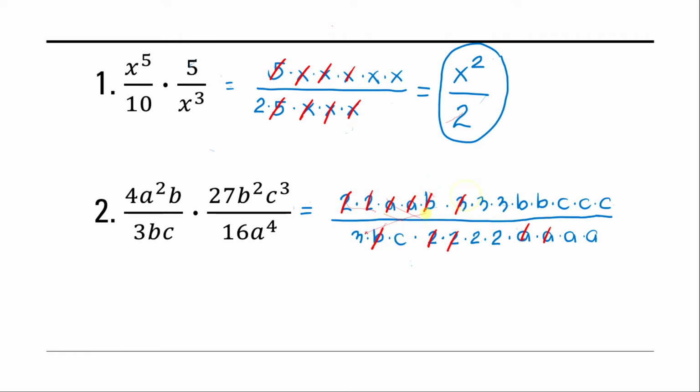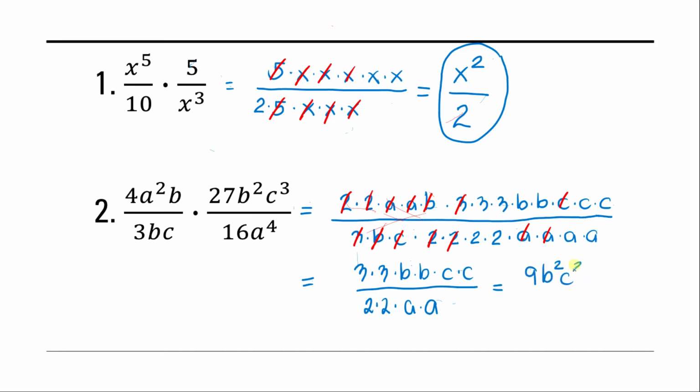We have a pair of 3 sa taas at sa baba, and then we also have a pair of c from the numerator and the denominator. So, we have 3 times 3 times b times b times c and c. For the denominator, we have 2 times 2 times a times another a. So, our answer will be 9 b squared c squared over 4a squared.